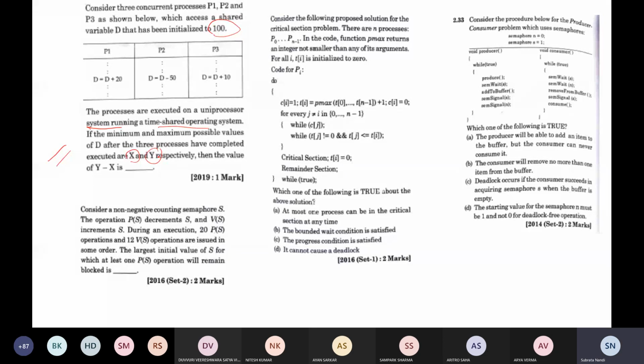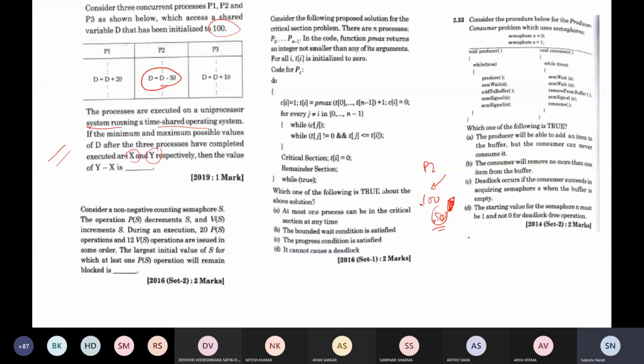First of all, let us find out what is the minimum value and what is the maximum value that is possible, if all three execute simultaneously without any semaphore or any synchronization primitive. What will be the minimum value that is possible? The minimum value can come through this decrement operation. So what might happen is P2 reads the value 100 and computes, making it 50, but it doesn't commit. That means it doesn't write back.